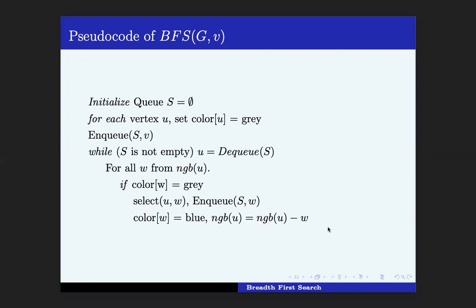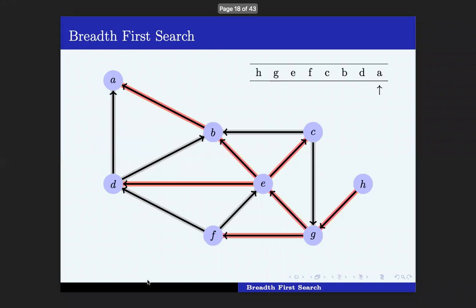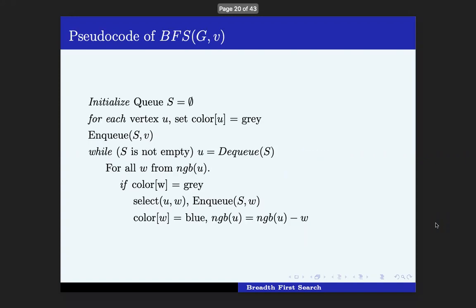What does select UW do? Select UW is basically selecting that edge UW as an edge of the BFS tree. The coloring of the edge here. Yes. So select UW is basically selecting that edge UW as the edge of the BFS tree.